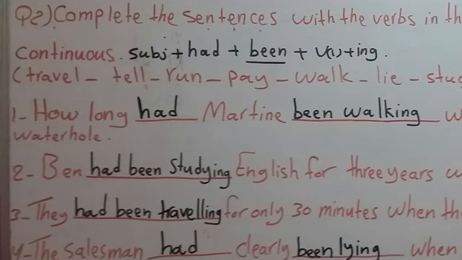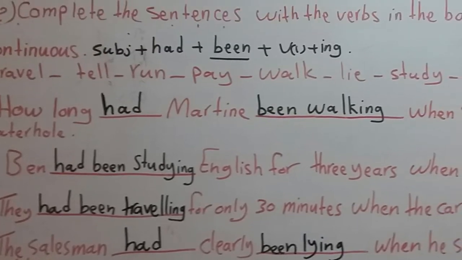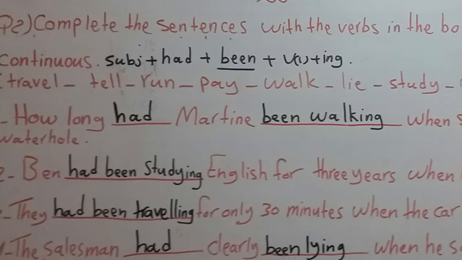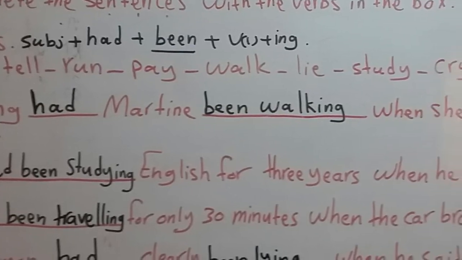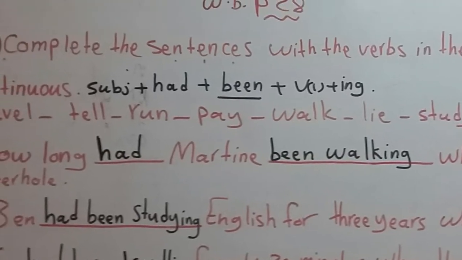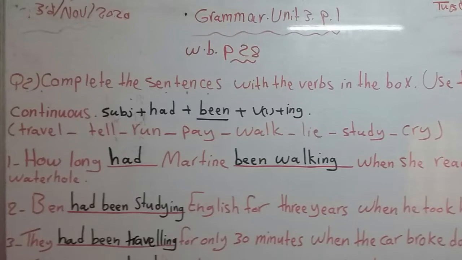Here number one: how long gap Martin gap when she reached the water hole. هون عندي سؤال. Okay فبتكون had قبل ال subject: how long had Martin. طبعاً هون أنا حط question mark، how long had Martin، بعدين بضيف been and then I add ing to the word walk, walking. عادي بس السؤال بعكس. الأصل كانت Martin had been walking، لما أعرضت هالسؤال بحكي how long، هي أصلاً WH question معناها ما هي المدة، بعدين بحكي had Martin been walking، بس بعكس I exchange between the helping verb had and the subject.